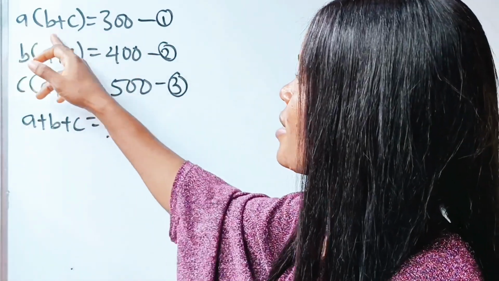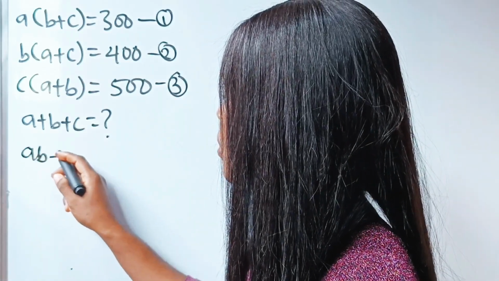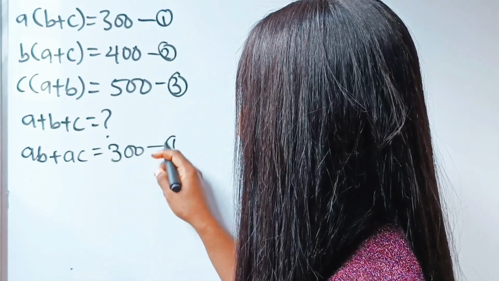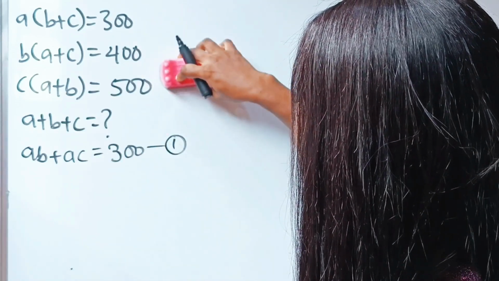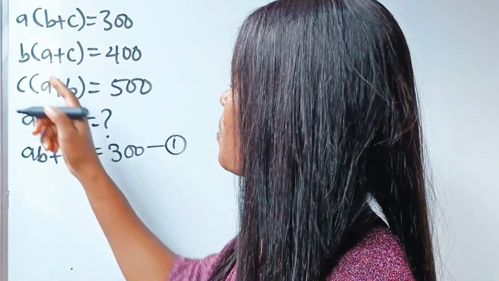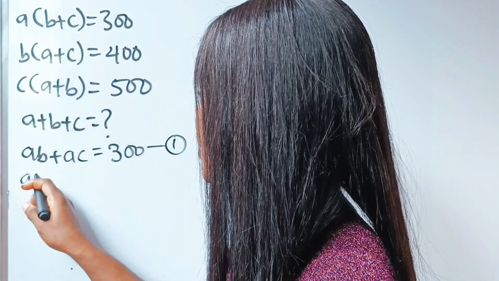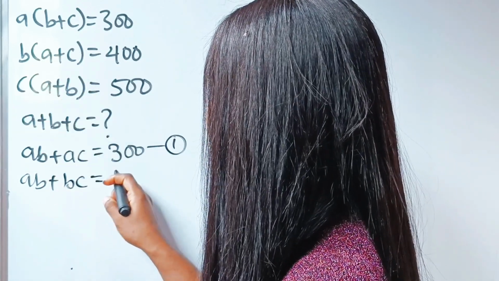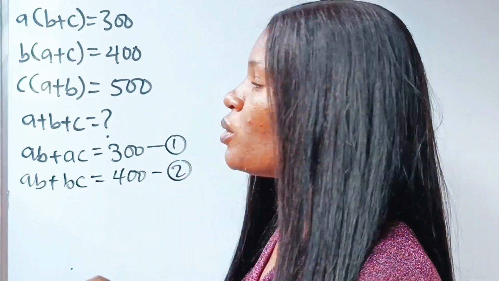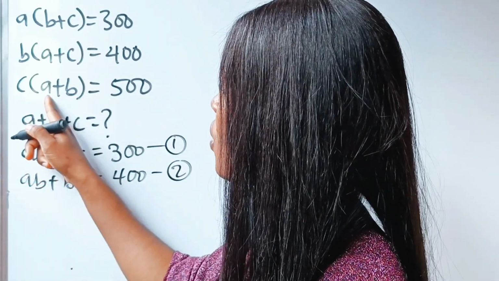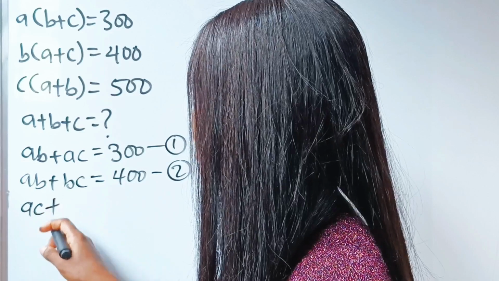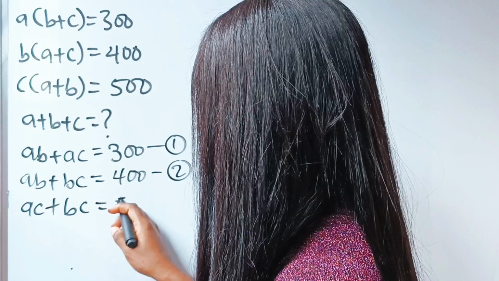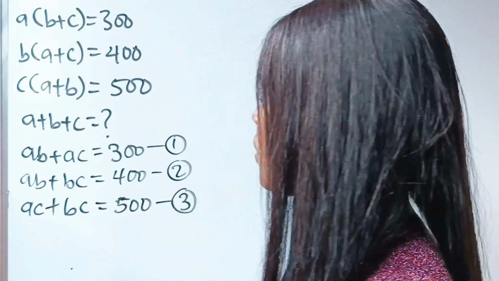A times B will give us AB, plus A times C will give us AC, is equal to 300. So this is our equation 1. Now we are going to expand this as well: A times B will give us AB, plus B times C will give us BC, is equal to 400, and this is our equation 2. C times A is AC, B times C will give us BC, is equal to 500. This is our equation 3.